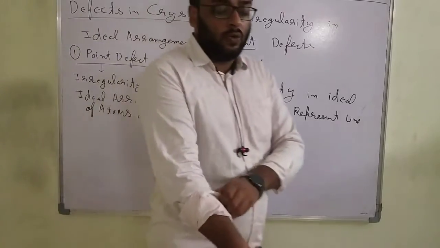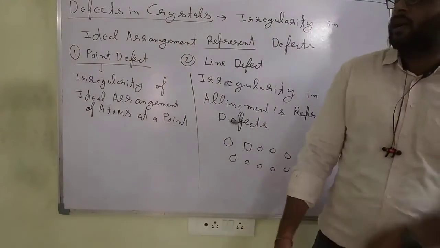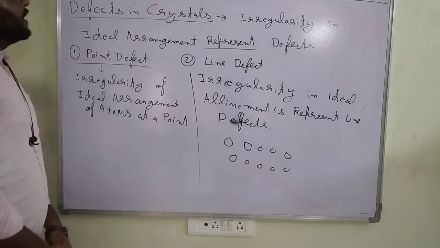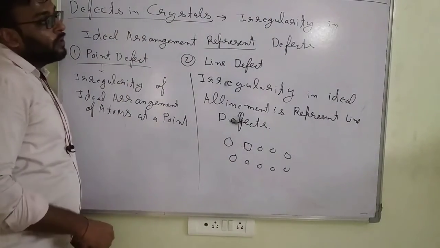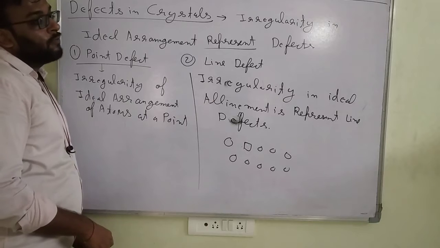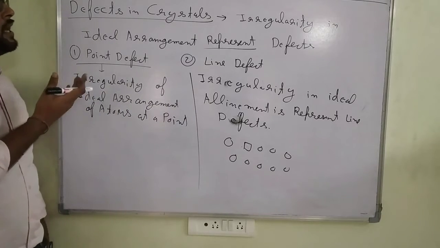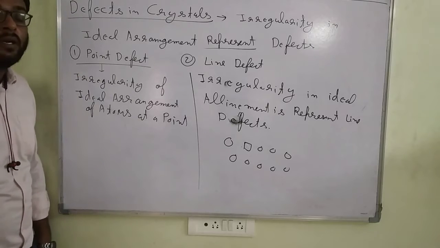Good morning everyone. Today we will start our new topic regarding defects. What kind of defects are considered over here? Defects in the crystal. Our heading today is defects in the crystal. What is the definition over here? Irregularity in the ideal arrangement represents a defect.